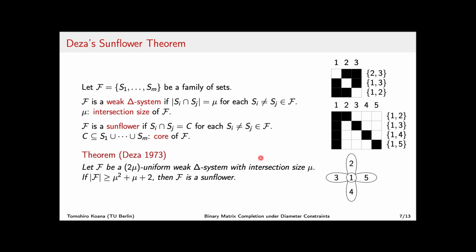And what the sunflower theorem says is that when you have a set family which is 2mu-uniform, meaning that every set has size exactly 2mu, and F is a weak delta system with intersection size mu, and moreover, if F is sufficiently large, then it basically states that F is a sunflower.